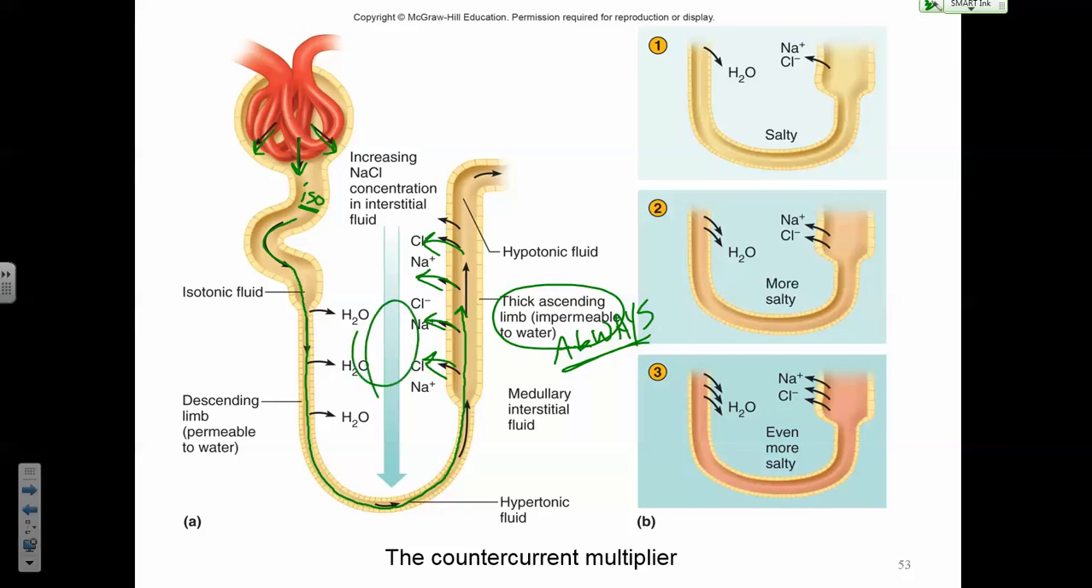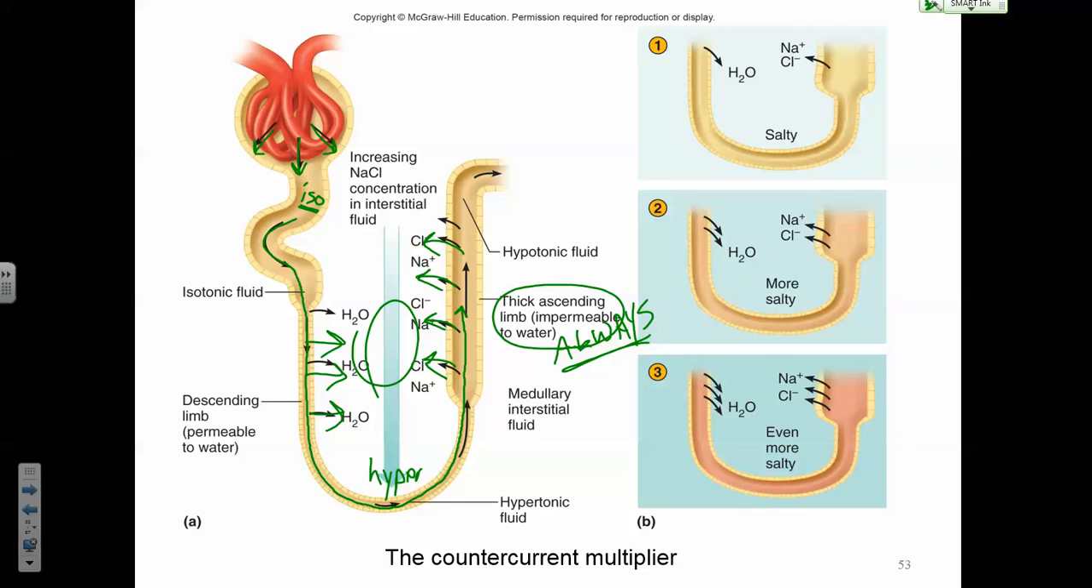And remember how water is drawn to sodium? Just through osmosis. So on the side of the loop of Henle that is permeable to water, water moves out. As water moves out of the descending limb, instead of being isotonic anymore, now it is hypertonic when it gets down to the bottom. That's weird, isn't it? But that's because water's moved out.